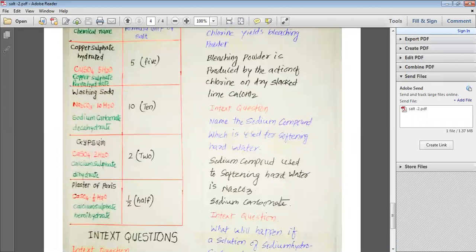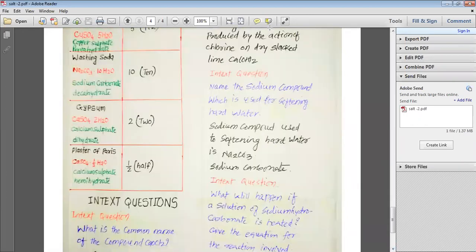Then we can look at gypsum. Gypsum has the chemical formula CaSO4 into 2H2O. The chemical name for gypsum is calcium sulfate dihydrate, and gypsum has two molecules of water as water of crystallization per unit of calcium sulfate, or CaSO4.